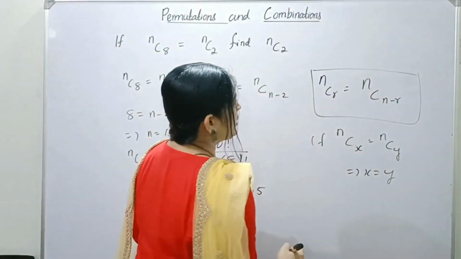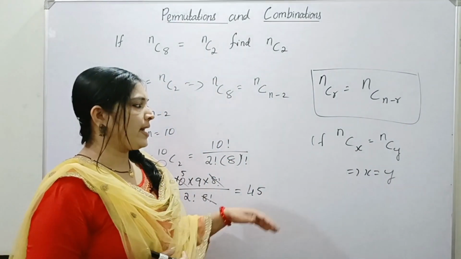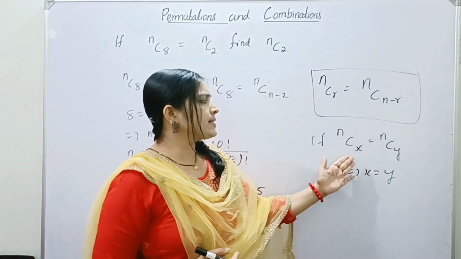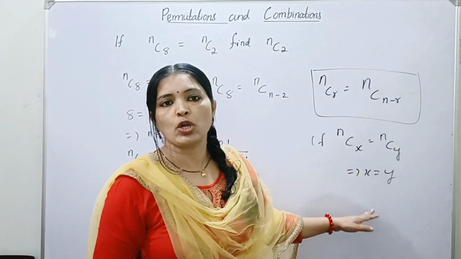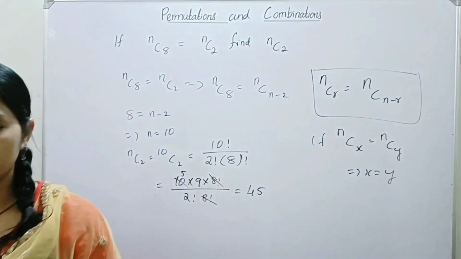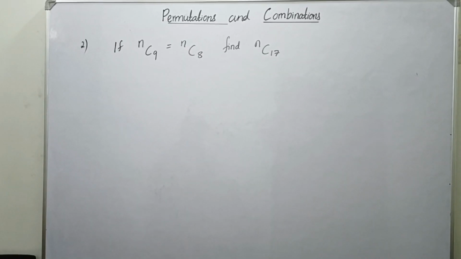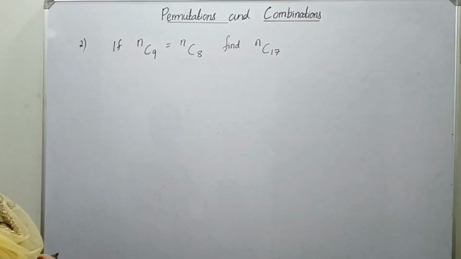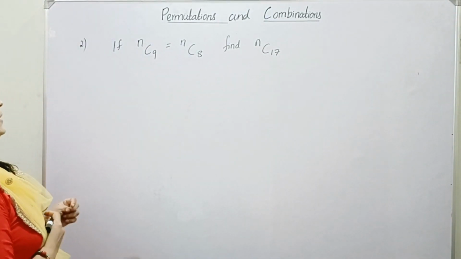So remember these properties. nCr is equal to nC(n minus r), and the simplest one, right? If nCx is equal to nCy, then x is equal to y. Next question, if nC9 is equal to nC8, find nC17.